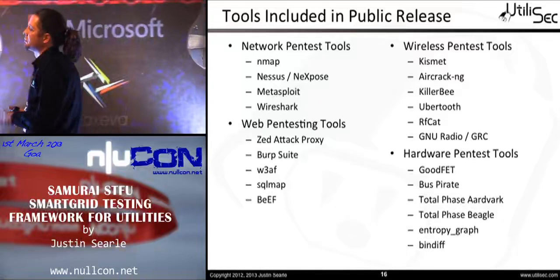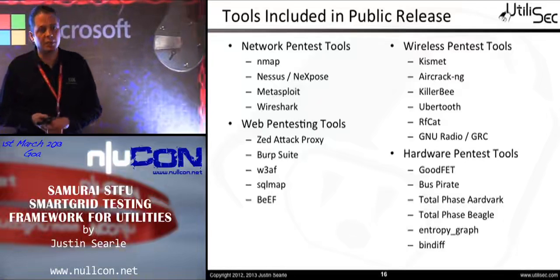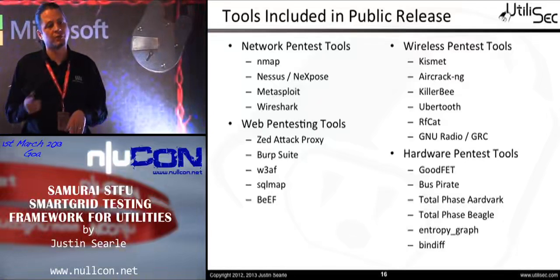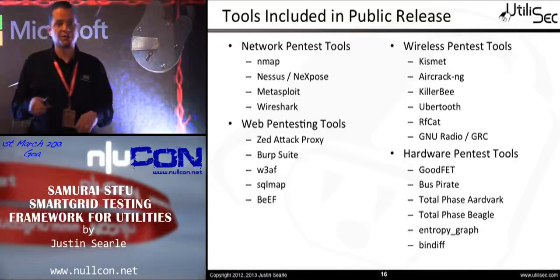But then also looking at things that are more specific to some of these control system networks. Tools like KillerBee, which is an attack suite written by Joshua Wright, the same guy that wrote Asleep for attacking Cisco's LEAP protocol.